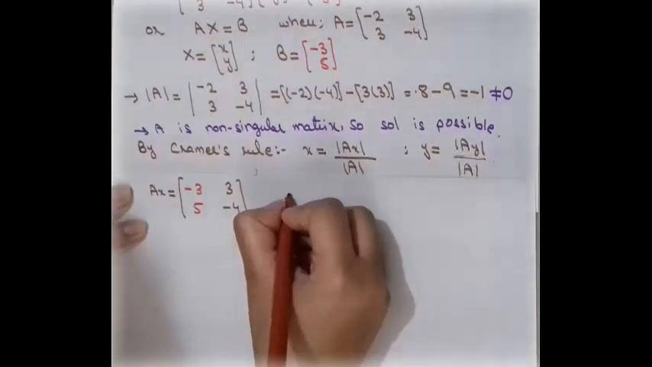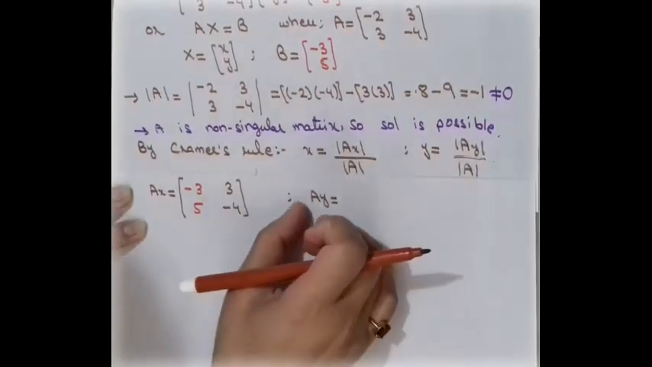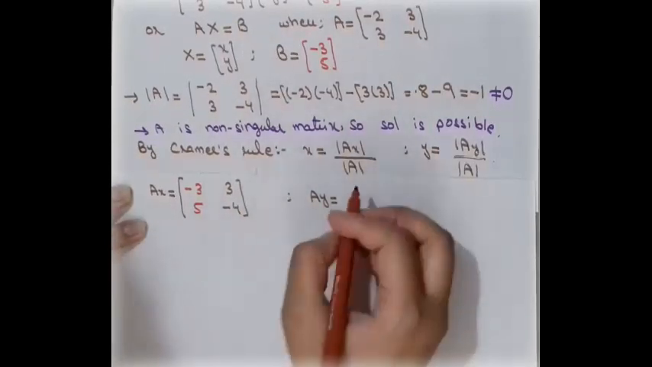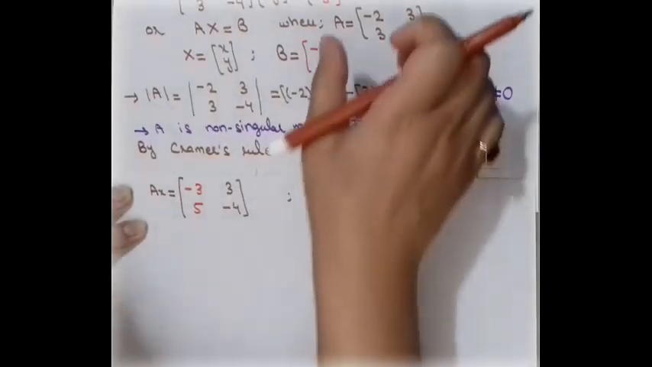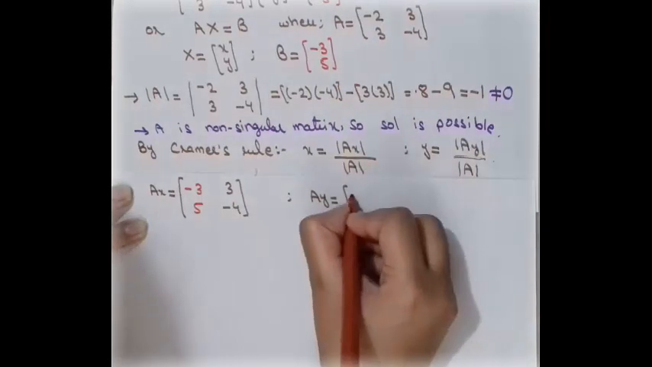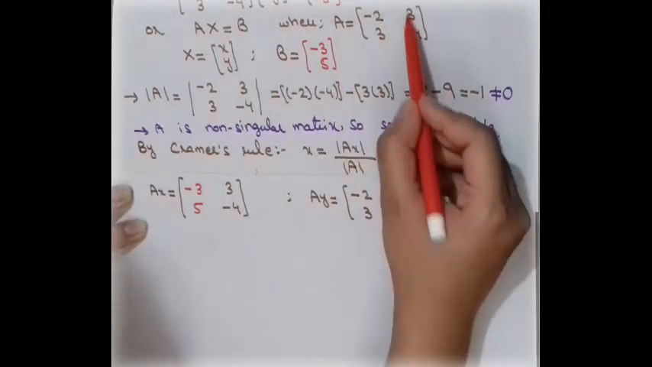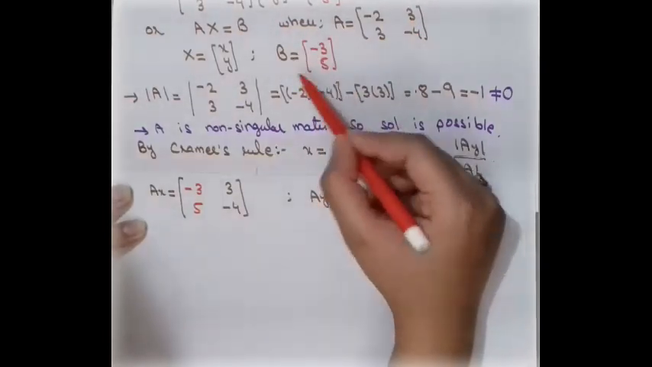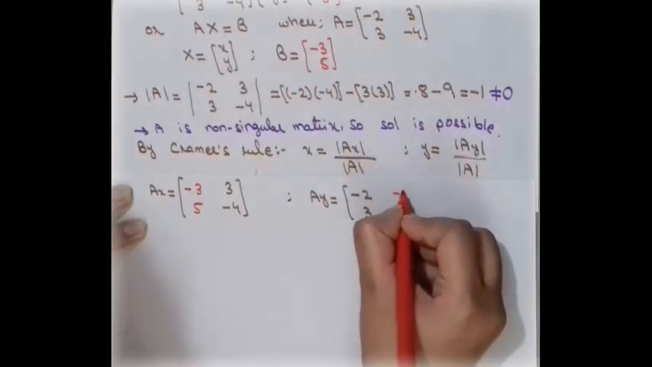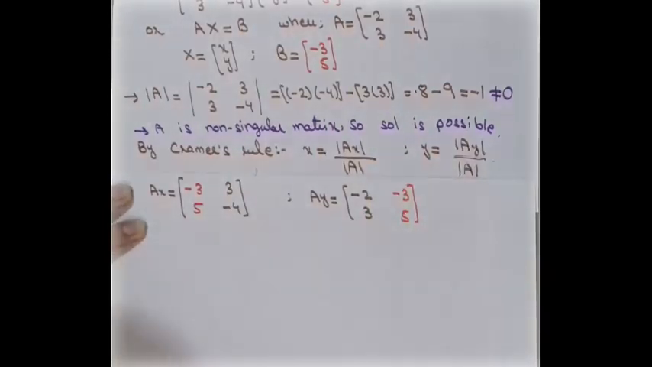In a similar way, to obtain the value of y, the second unknown variable, in matrix A the first column stays the same, -2 and 3, and we change the second column with the constant values, -3 and 5. Basically this is the main step of Cramer's rule.